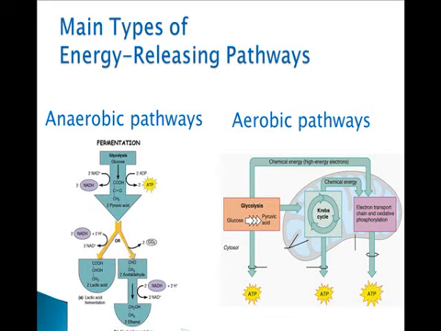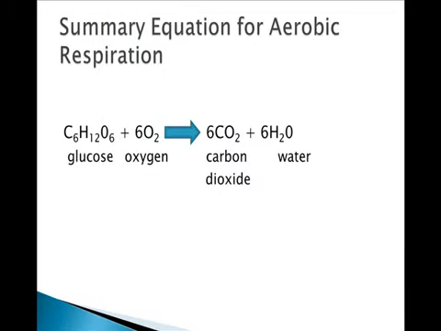Aerobic respiration yields 36 total ATPs typically. There's a few ways to tweak it a little bit and get a little bit more, but typically you say 36 is produced from aerobic pathways. But fermentation or anaerobic pathways only produce 2 net ATPs. This is the summary equation for aerobic respiration, which is glucose plus oxygen gives you carbon dioxide and water. And if you notice, it is exactly the same as photosynthesis, only backwards, which means that those two processes are linked.